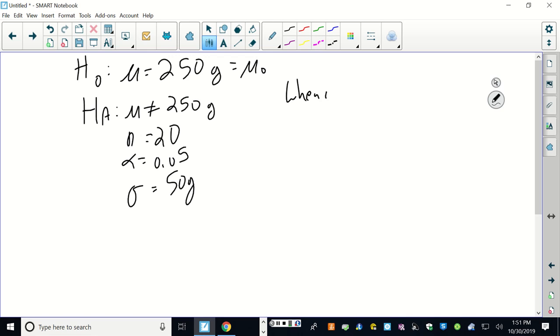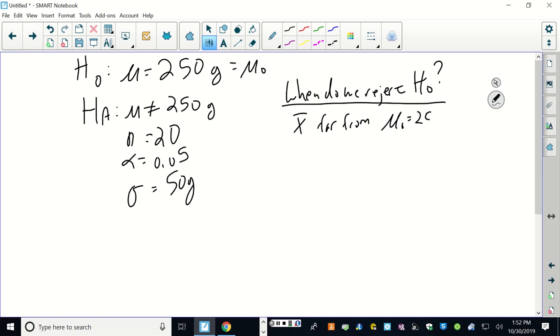When do we reject the null hypothesis? Well, X bar has to be far enough away from 250. So qualitatively, X bar far from mu sub 0. One thing about hypothesis testing is sometimes it's presented with symbols and not words, and here's the formula, but the concept is just X bar has to be far away, right? Because then it's not consistent.